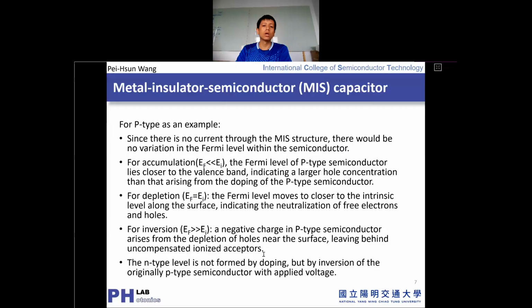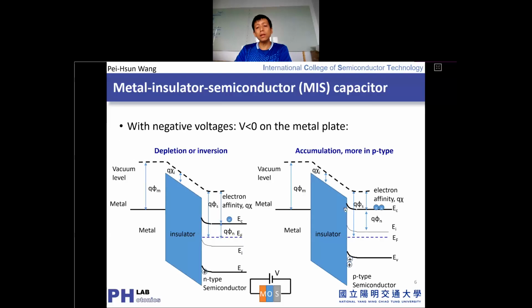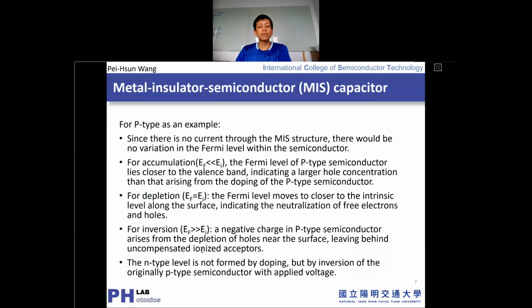And as we previously mentioned, if you move the electrons, that means you get positive charge along the surface. But typically, you do not have additional positive ions along the surface. So it just accumulates the minority carrier from the other side, accumulating along the surface. Okay. And the n-type layer is not formed by doping. It's just an inversion, originally from the p-type semiconductor with applied voltage.